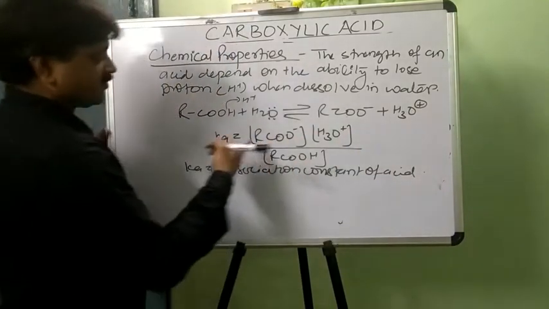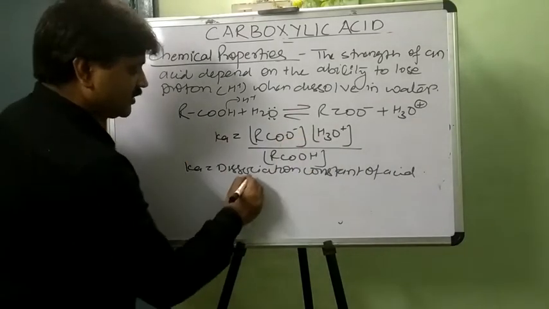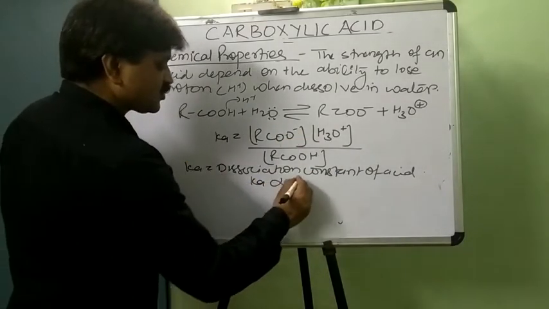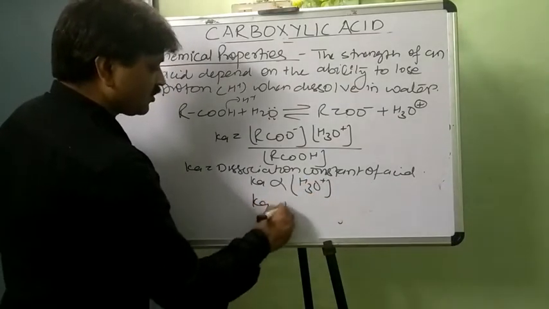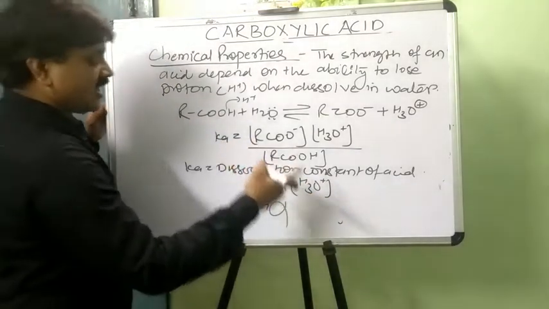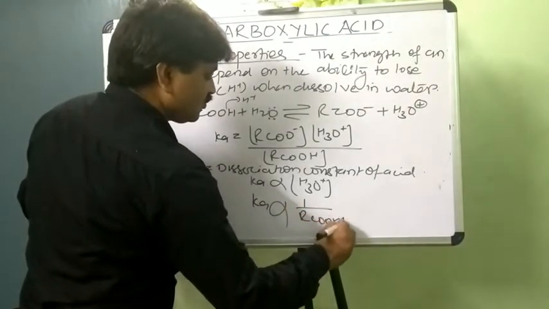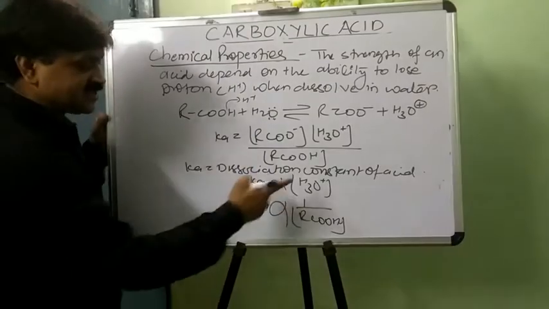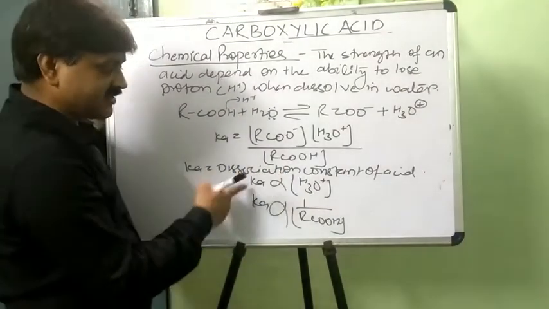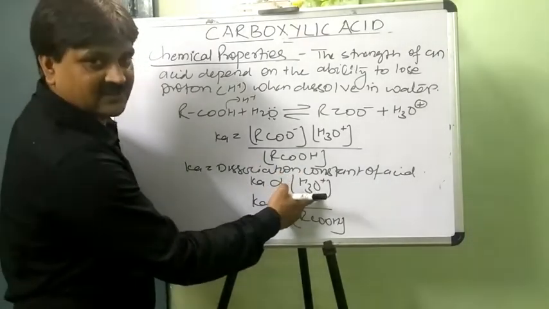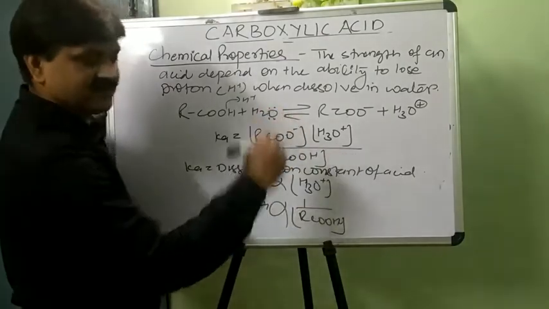So you will see here from this equation it is obviously clear that Ka is directly proportional to hydronium ion. Ka is directly proportional to H3O plus ion and inversely proportional to RCOOH, 1 by RCOOH. So what is this showing? As the H plus ion concentration increases, Ka value increases. Means higher the Ka value, higher the acidic strength, because acidic strength depends upon the extent of H plus ion or hydronium ion.